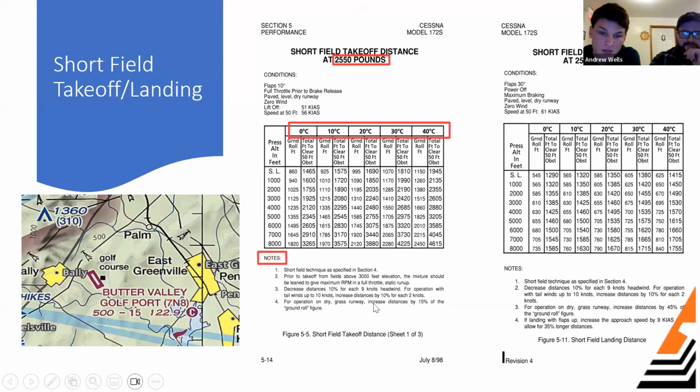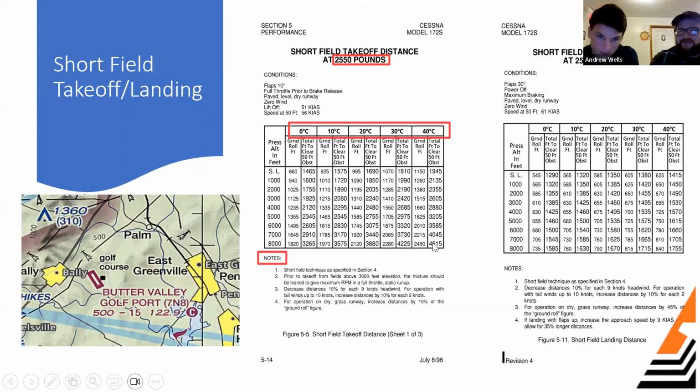So you want to make sure, all right, if I'm at 8,000 feet and taking off on a 40 degrees Celsius day, clear 50-foot obstacle, I need 4,615 feet. Now, if I'm on a grass runway, I have to add 15% of that. So now you're adding a little bit more distance to that. So it's not just, oh, I'm good. Make sure you read these notes in any chart on there.